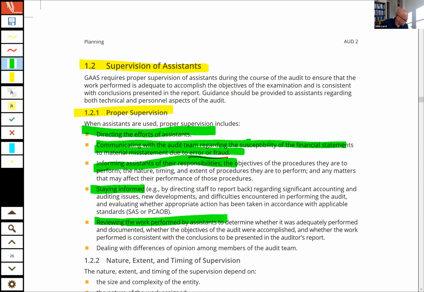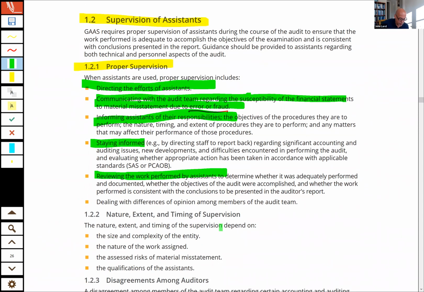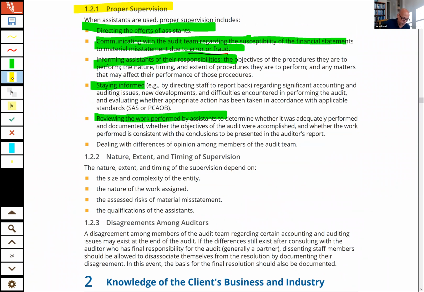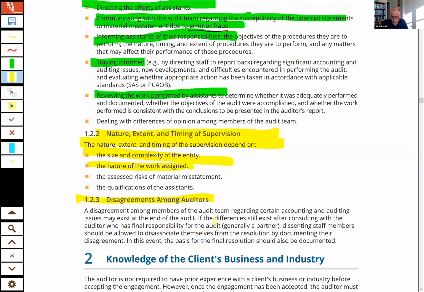Okay, so the nature of the supervision is really going to depend to a large extent on the complexity of the task and the experience of whoever's doing that work, right? New staff, you're probably going to have to supervise them more. Don't give them as complex tasks. As people gain more experience, more complex tasks, maybe they don't need as much supervision as time goes on.